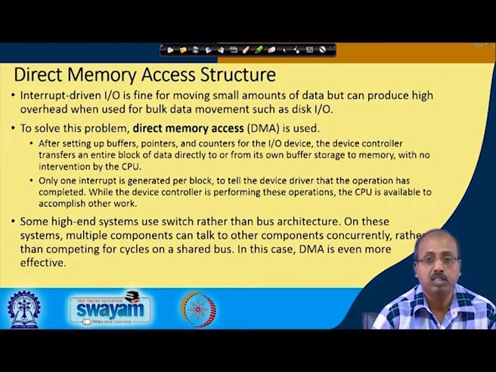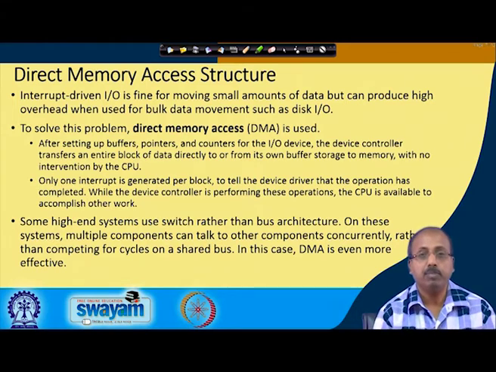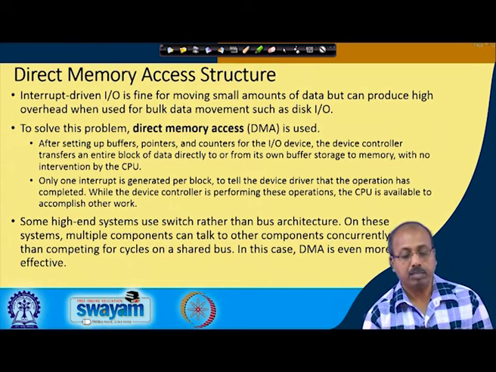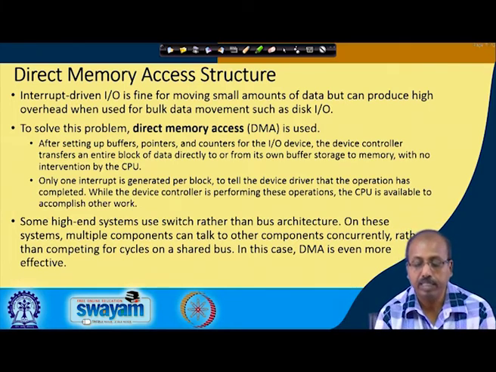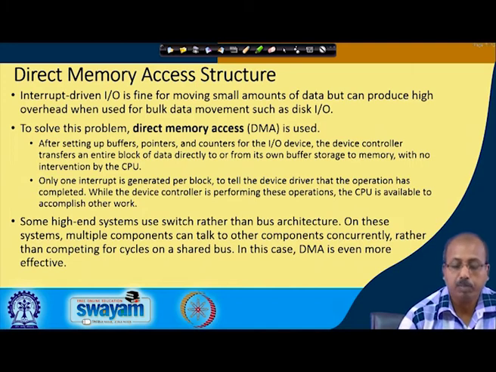So, I should not interrupt the processor every time one byte of data has been transferred. To solve this problem, another transfer mechanism known as direct memory access or DMA is used. So, how does it operate? After setting up buffers, pointers and counters for the I/O device, the device controller will transfer an entire block of data directly to or from its own buffer storage to memory with no intervention of the CPU.